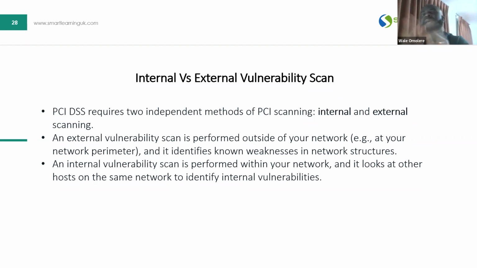That's what I'm trying to say, by reason of the perimeter. So when you're scanning internally, you are inside and you're scanning. But when you're scanning externally, you are outside, scanning that environment. So an internal vulnerability scan is performed within the network, and it looks at other hosts on the same network to identify internal vulnerabilities. Is somebody catching this concept? Are you with me?